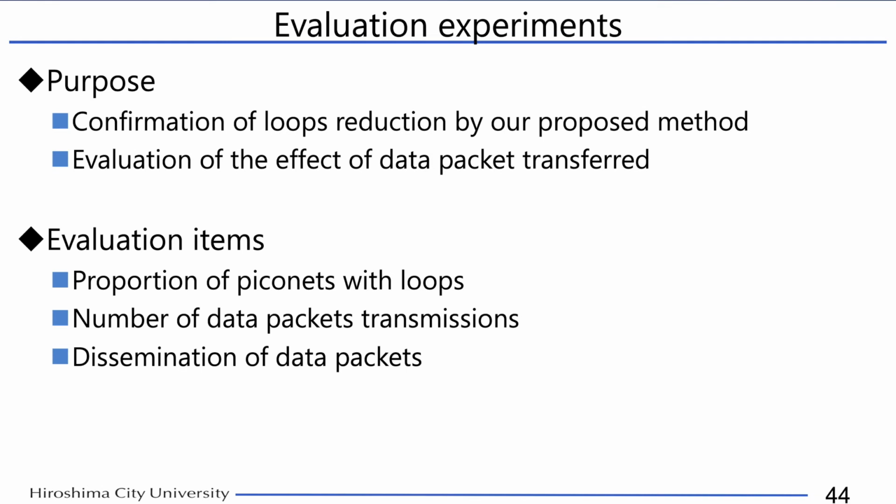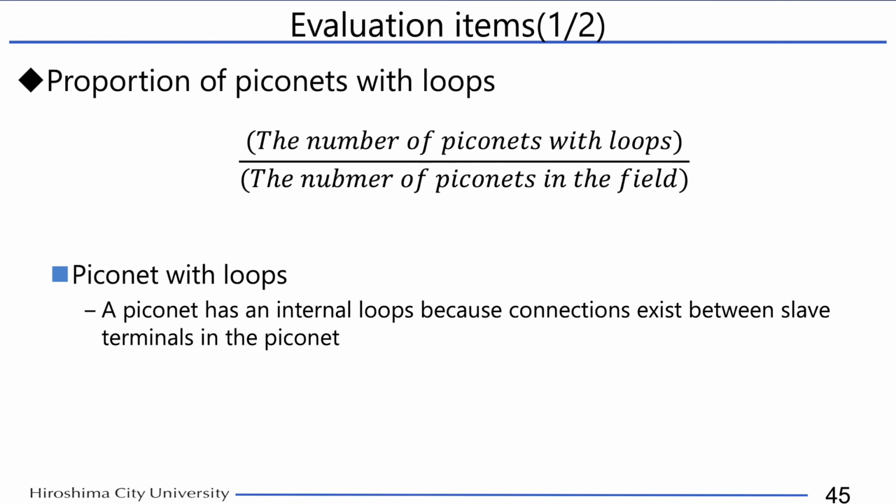From this slide, I will explain the evaluation experiment. In this experiment, we implemented our proposed method on a simulator and evaluated its impact on loop reduction and data packet transfer. These three items were evaluated. The following slides explain each of the evaluation items. We will explain the proportion of piconets with loops. A piconet with loops refers to a piconet that has an internal loop because connections exist between slave terminals in a piconet. The proportion of piconets with loops is the proportion of piconets with loops compared to the number of piconets in the field.